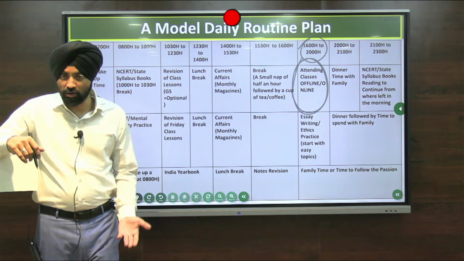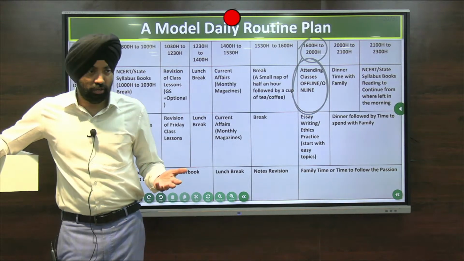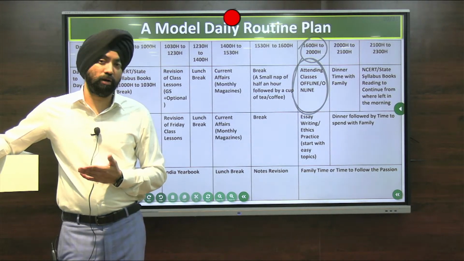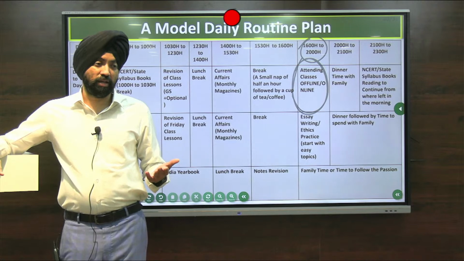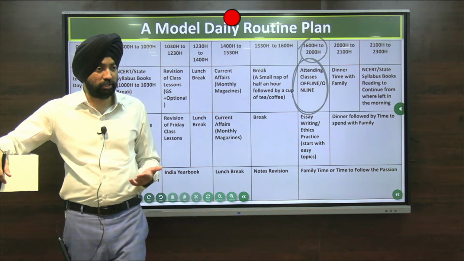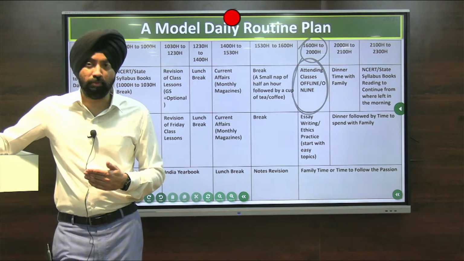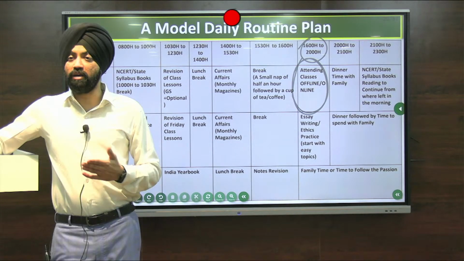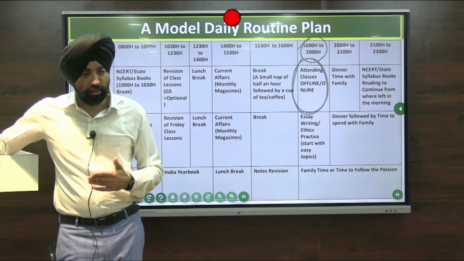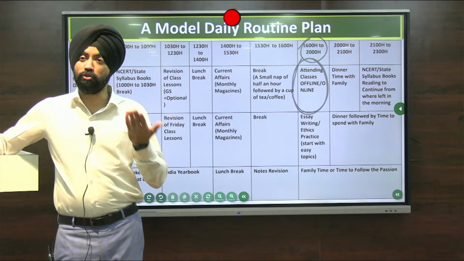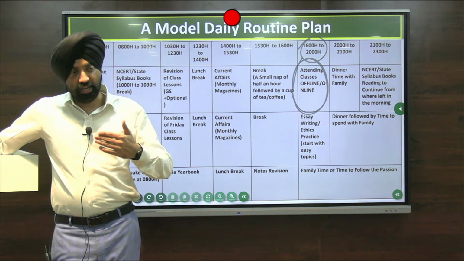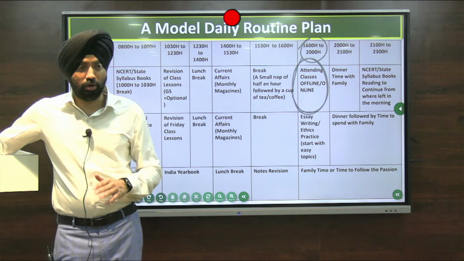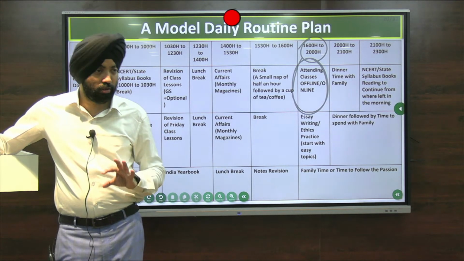You can see this is not sacrosanct. There is no fixed template for a routine plan for a day. There are some students who go to sleep very late in the night, 2 o'clock, 3 o'clock. There are some students who wish to sleep by 8:30 or 9 in the night and wish to get up at 3 in the morning. Depending on your natural biological clock, you need to create your own routine plan.